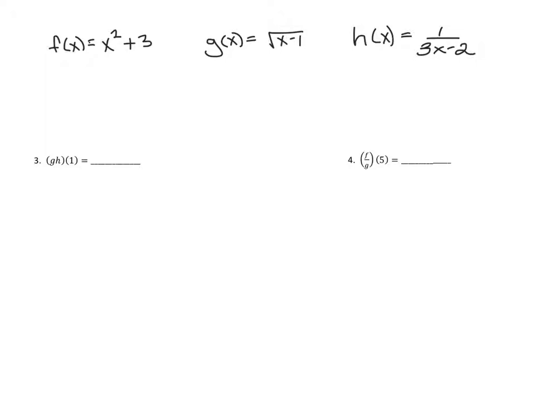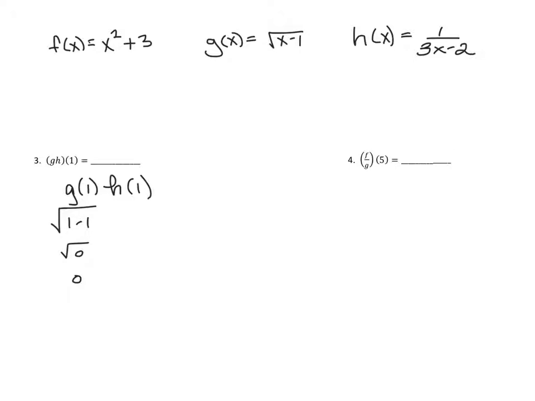Okay, let's look at number 3, g times h of 1. This represents multiplication, so we are multiplying g of 1 times h of 1. Okay, so this time our x value is 1. So we want to take 1 and plug it first into g of x. That will give us, let's see, g of x is the square root of x minus 1. So that would be the square root of 1 minus 1. The square root of 0 is 0.